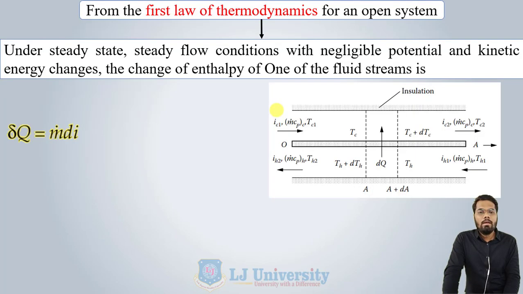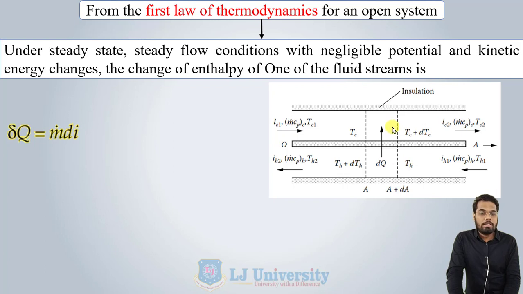Now, from the first law of thermodynamics for open system, suppose we have this kind of arrangement. This is a counter flow type arrangement. As you can see, the directions of flow of both fluids are opposite to each other. So this is the TC1 and TC2. The cold fluid is flowing from left to right. This is our TH1 and TH2. The hot fluid is flowing from right to left. This is the counter flow pattern.